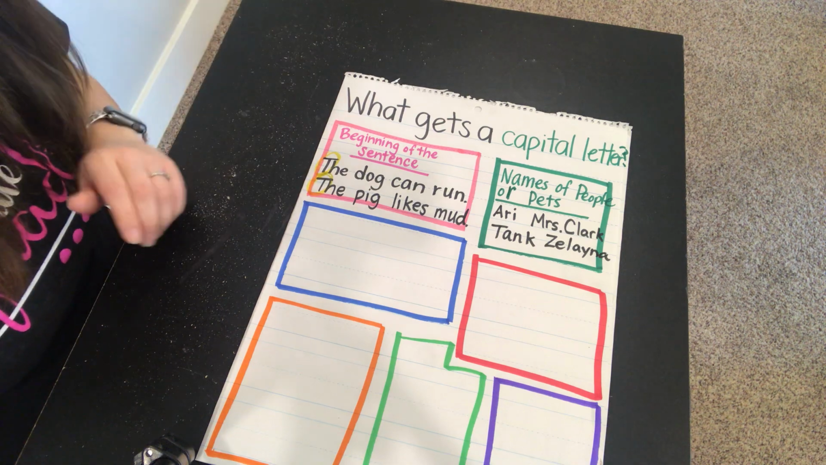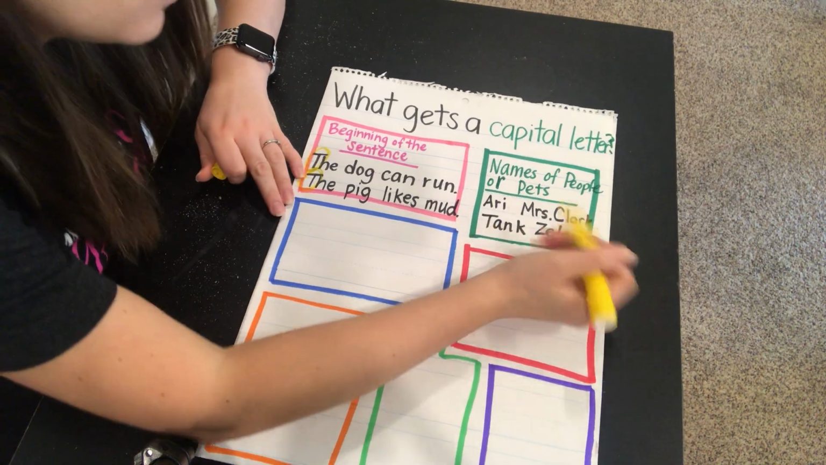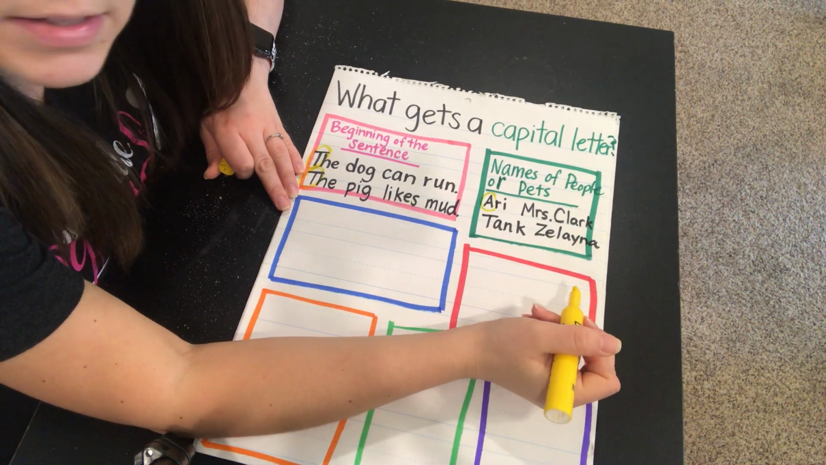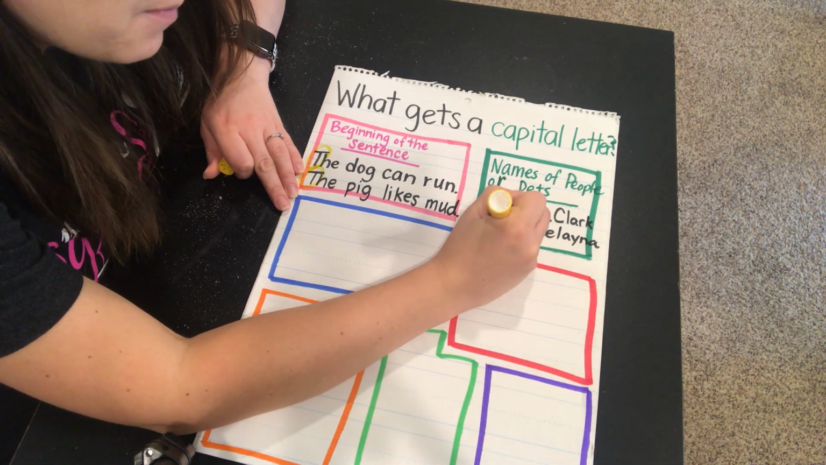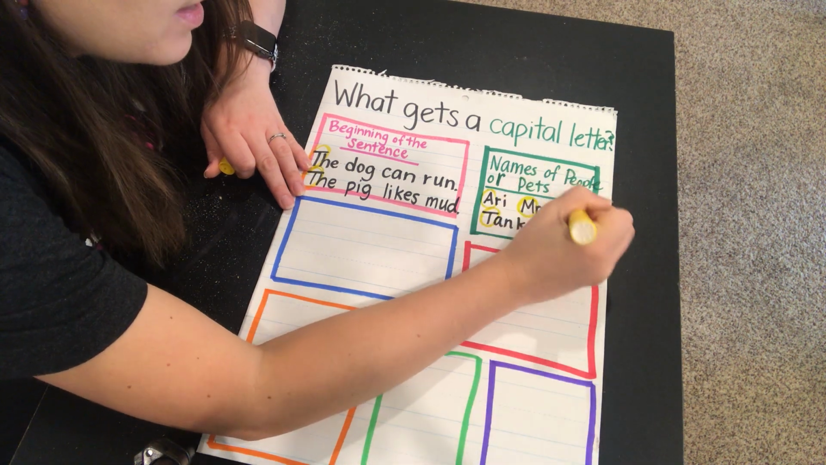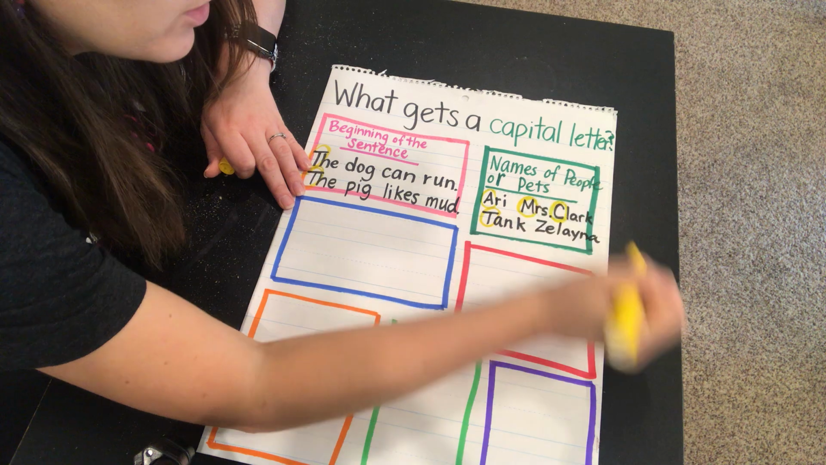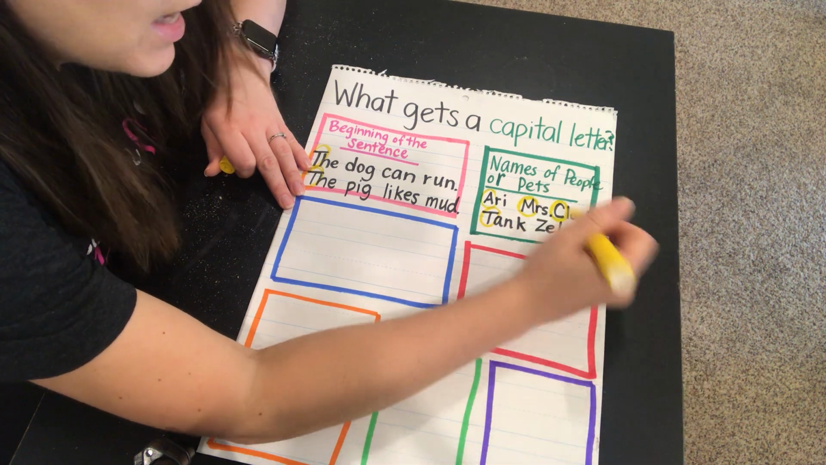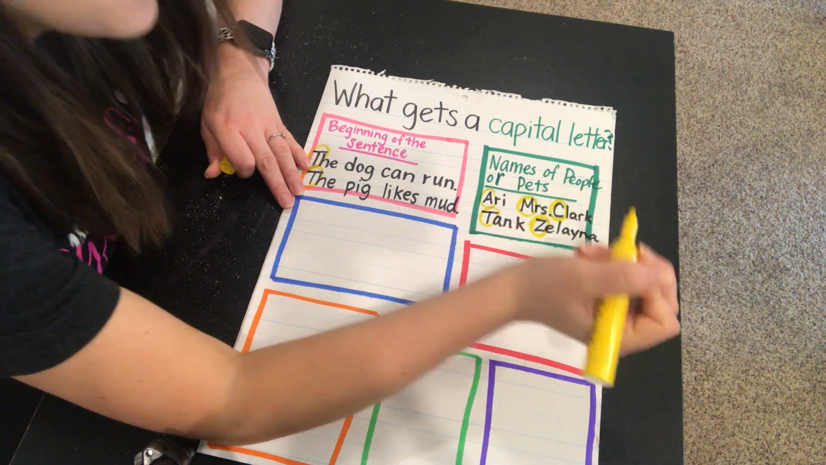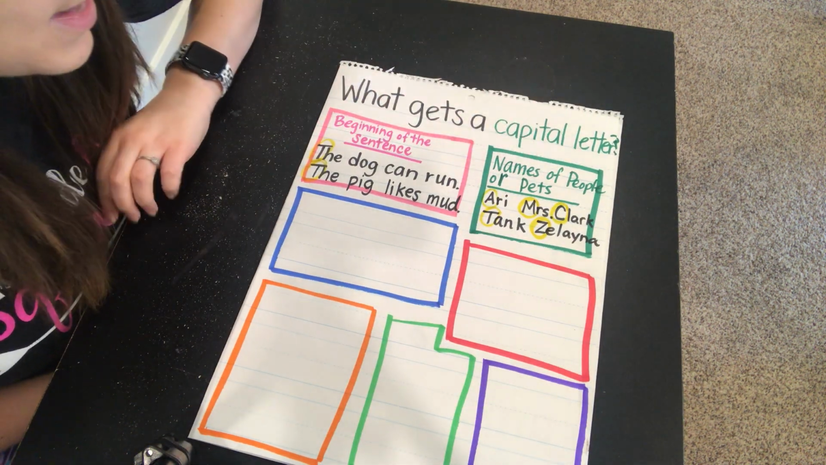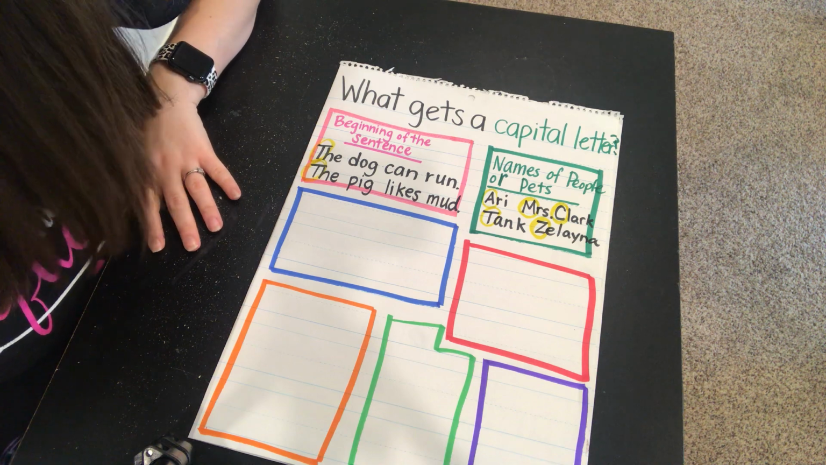So remember, names of pets and people both get capital letters. So Ari started with a capital A, that's his name. Tank started with a capital T, that's his name. Mrs. Clark had a capital M for Mrs. and a capital C for Clark because those are both part of her name. And then Zelena had a capital Z because that's the beginning of her name. So names of people or pets get capital letters.